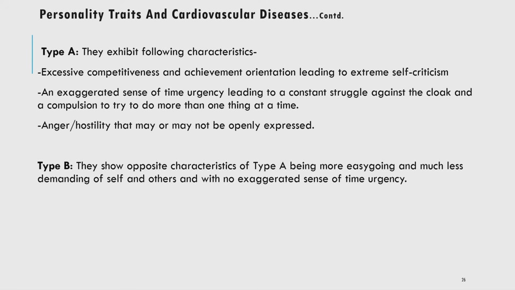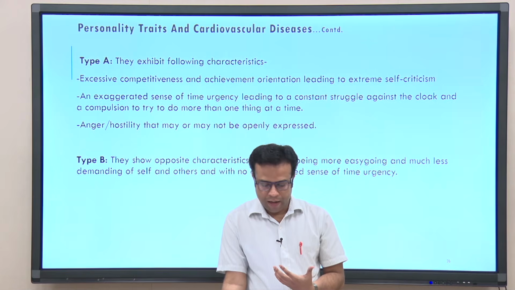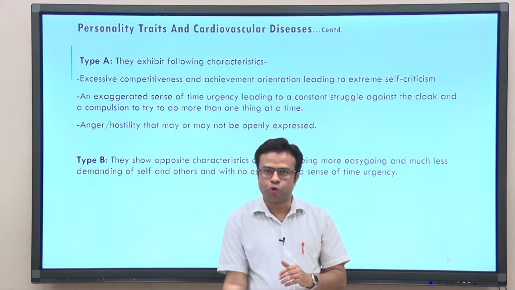They have an exaggerated sense of time urgency, which leads to a constant struggle against the clock and a compulsion to try to do more than one thing at a time. So, time urgency, excessive competitiveness, achievement orientation. Then the third factor is anger, hostility that may or may not be openly expressed. So, these are the three prime characteristics of type A people.